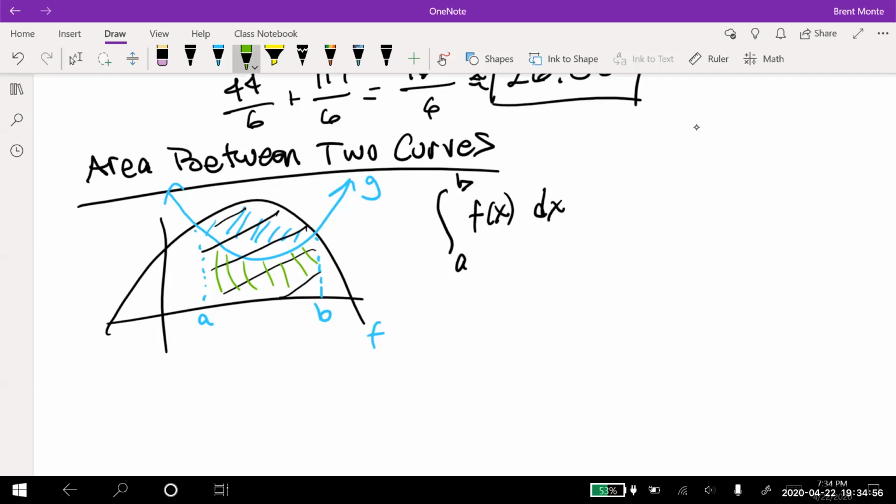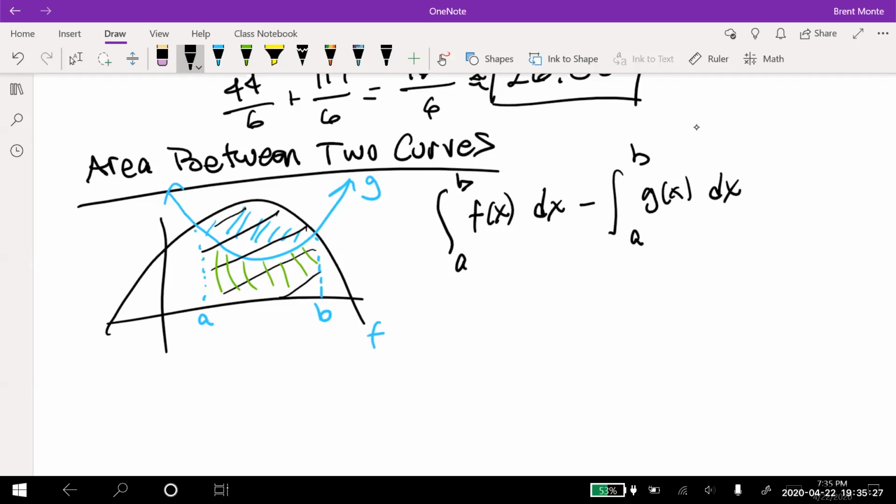Well, that blue area is in the black, so that's what I wrote: the integral from A to B of f of x dx, but I want to take away that green area. So what I want to take away is the integral from A to B of g of x dx, because that's the area under the blue curve, the G curve, which is that green area.